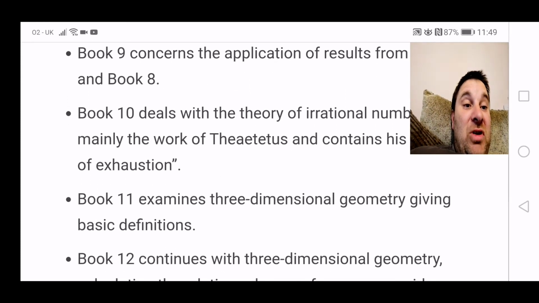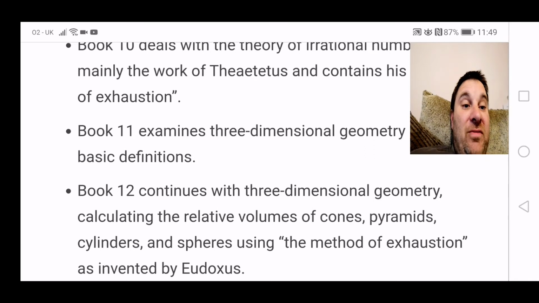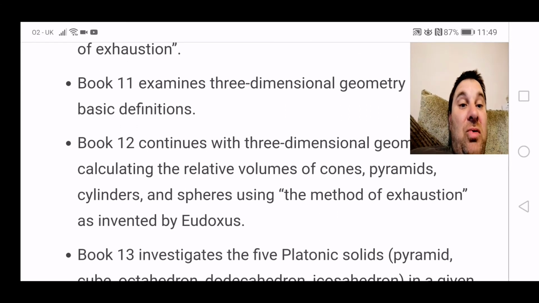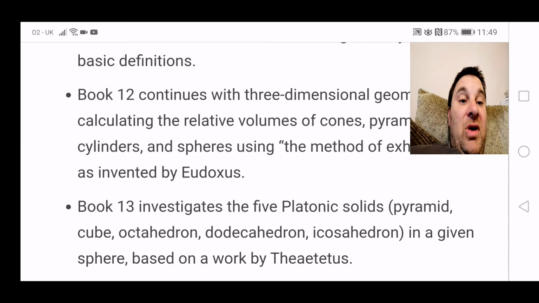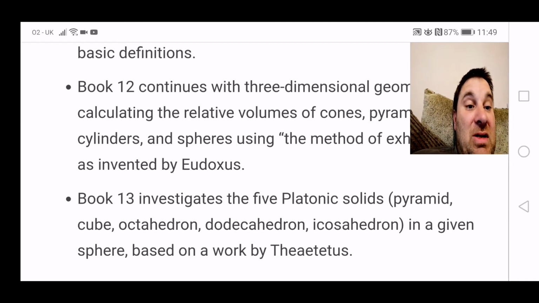Book 11 examines three-dimensional geometry, giving basic definitions. Book 12 continues with three-dimensional geometry, calculating the relative volumes of cones, pyramids, cylinders, and spheres using the method of exhaustion as invented by Eudoxus. Book 13 investigates the 5 Platonic solids: pyramid, cube, octahedron, dodecahedron, icosahedron in a given sphere based on the work by Theaetetus.